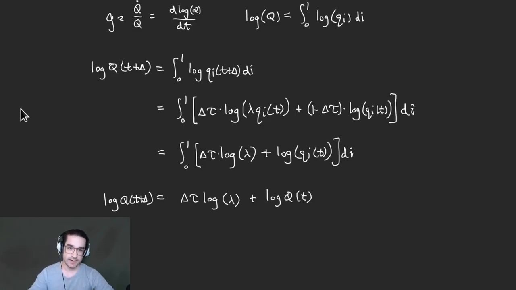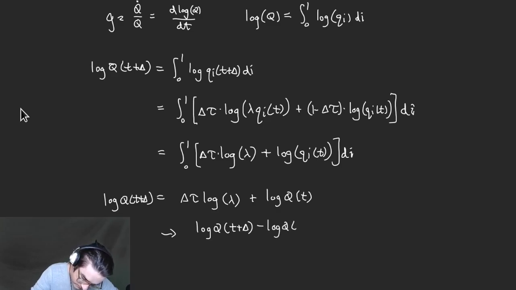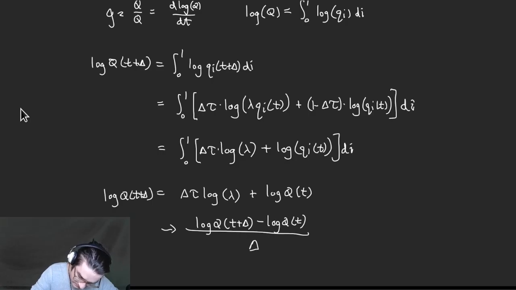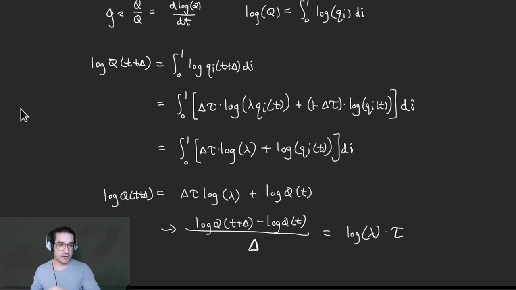Again, remember on the left-hand side here, we have the log of q of t plus delta. Okay, so now we're very close. Log of q at t plus delta is basically log of q at t plus something times delta. So we can just rearrange this. Log of q of t plus delta minus the log of q of t, over delta, is equal to the log of lambda times tau. So move that log of q of t over, divide by delta, and you get exactly this.